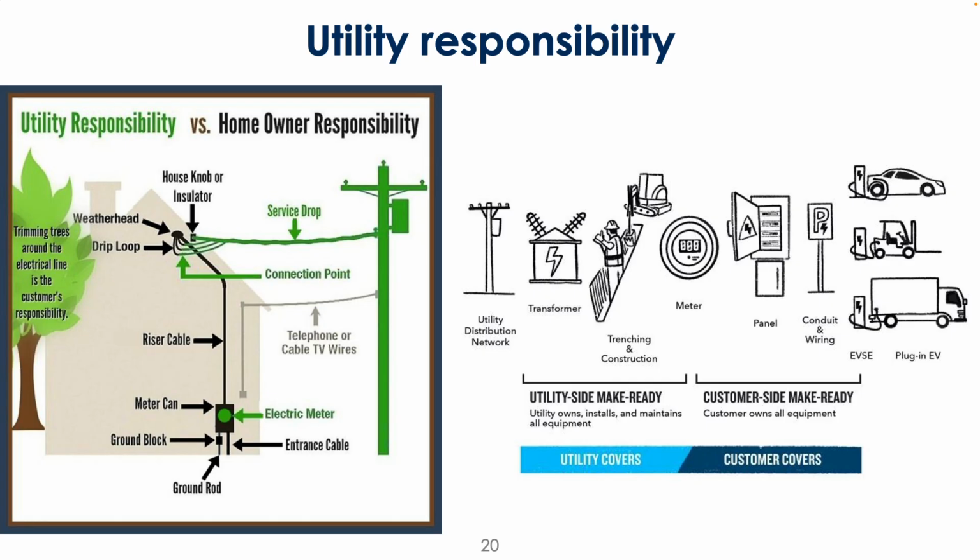The utility is going to create a service drop, which will provide a connection to the transformer on the secondary distribution voltage level to provide whatever you need at your house. There's going to be a connection point, and the utility is also going to have a meter to read the amount of electricity that you end up grabbing from that system. And then all of the circuitry inside of your house is your responsibility.